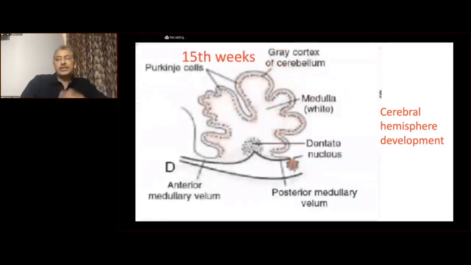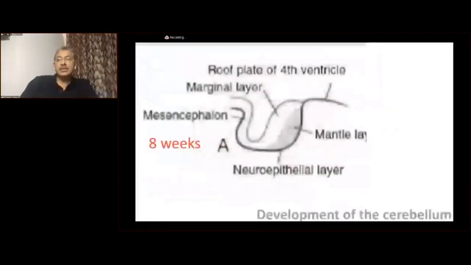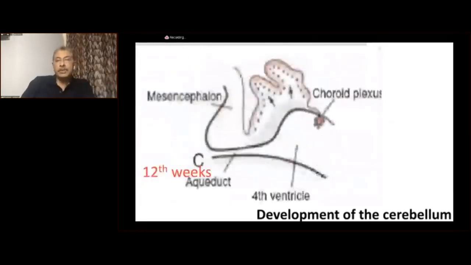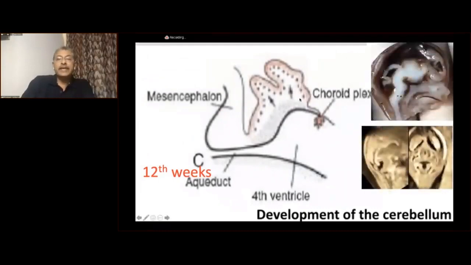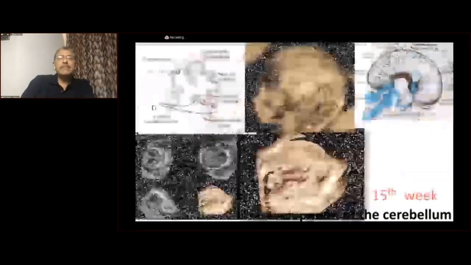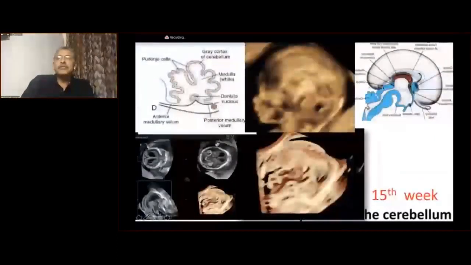These are all graphics, but what exactly can we see on ultrasound? Let us see. At 8th and 10th week, it is always difficult to appreciate the cerebellum because they are too small a structure to appear. But at 12th week, at this gestation, you will find this typical appearance of the cerebellum. This is what the cerebellum is, and these are both hemispheres, and this is exactly what you will be able to appreciate. By 15th week, you will have a typical vermis-like structure.